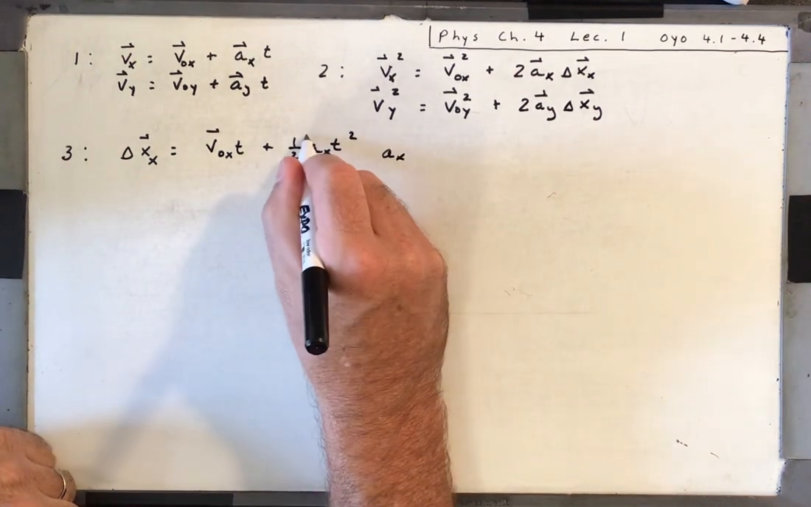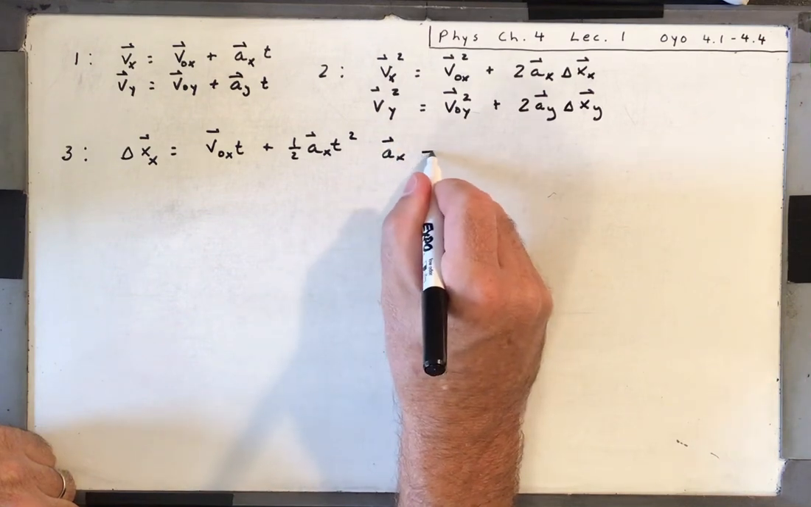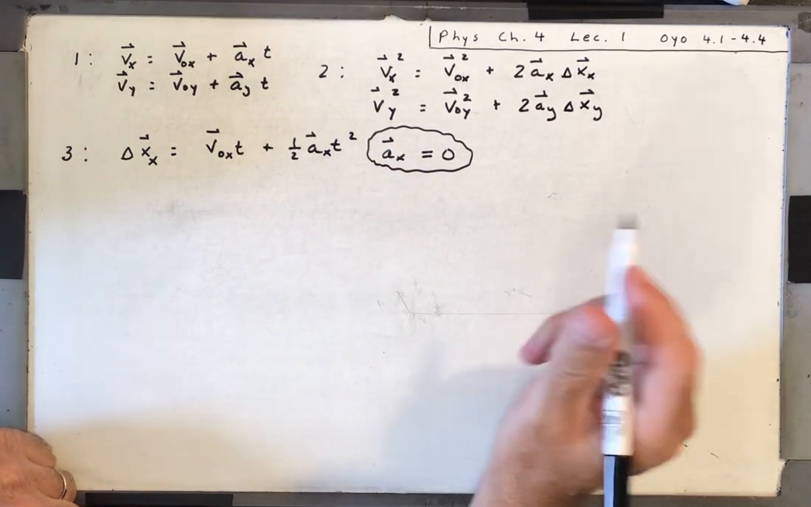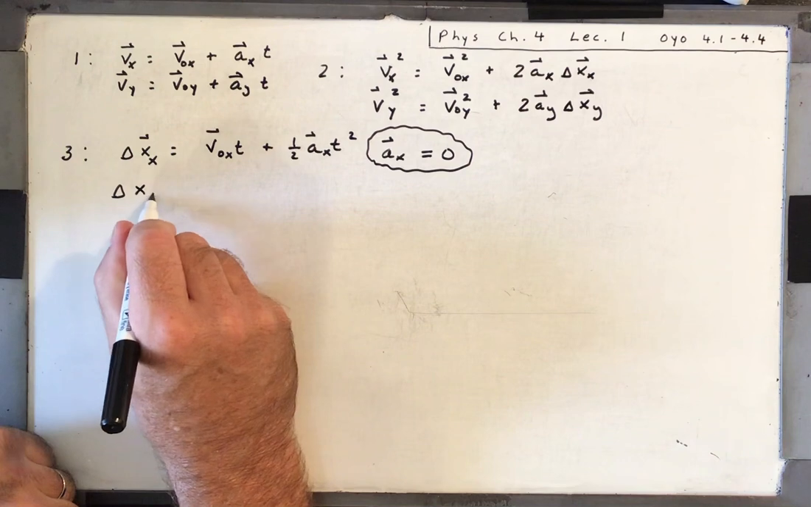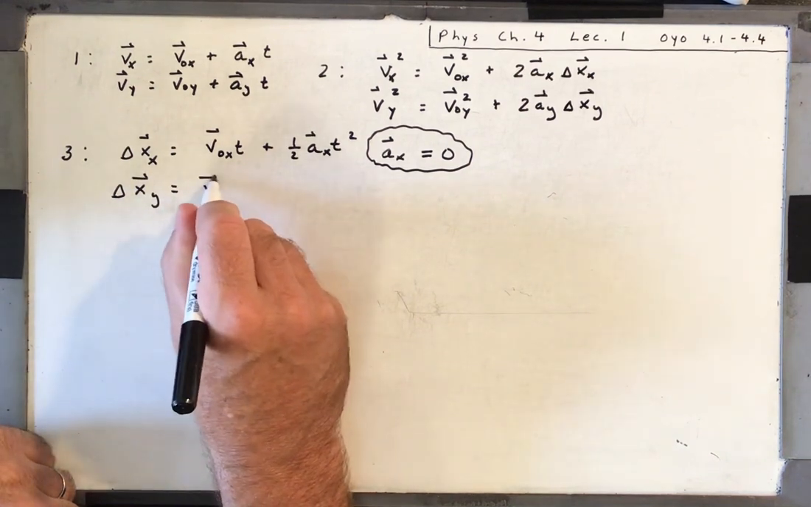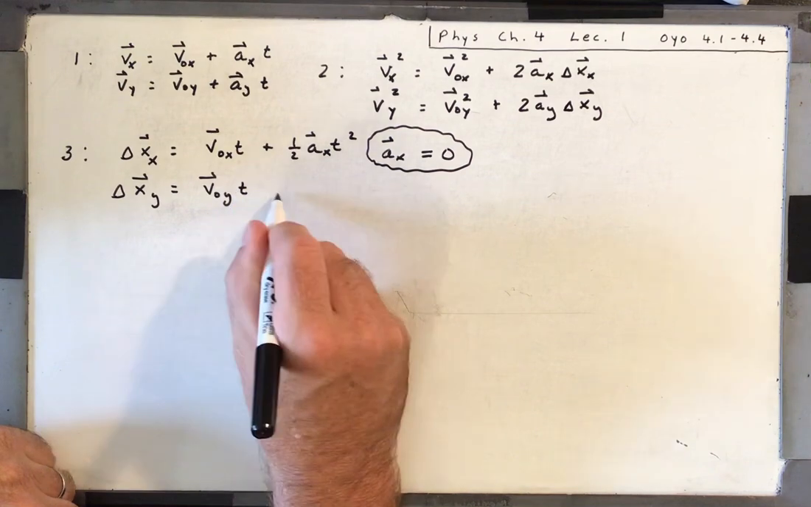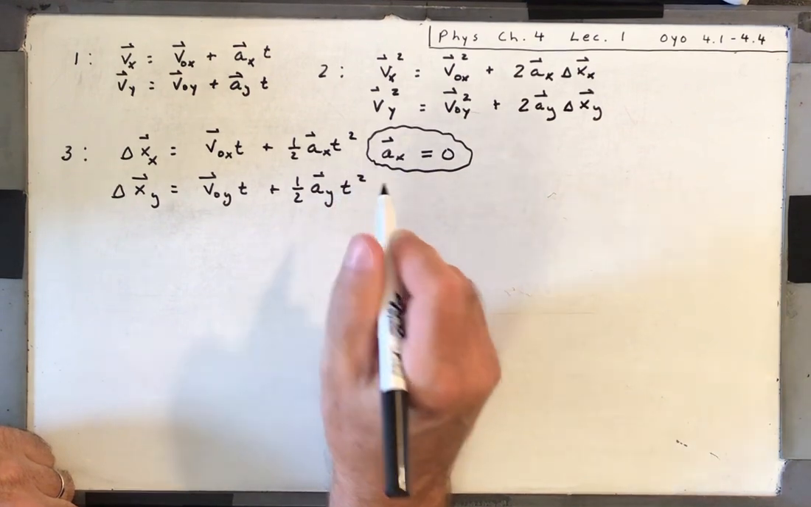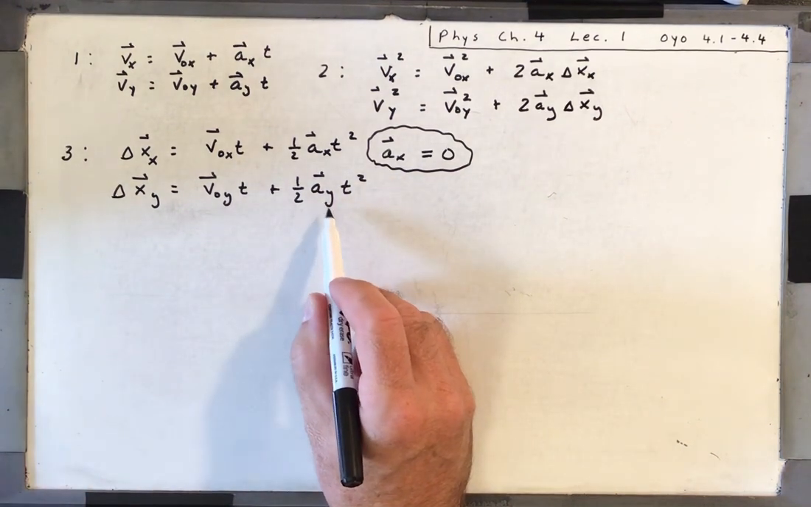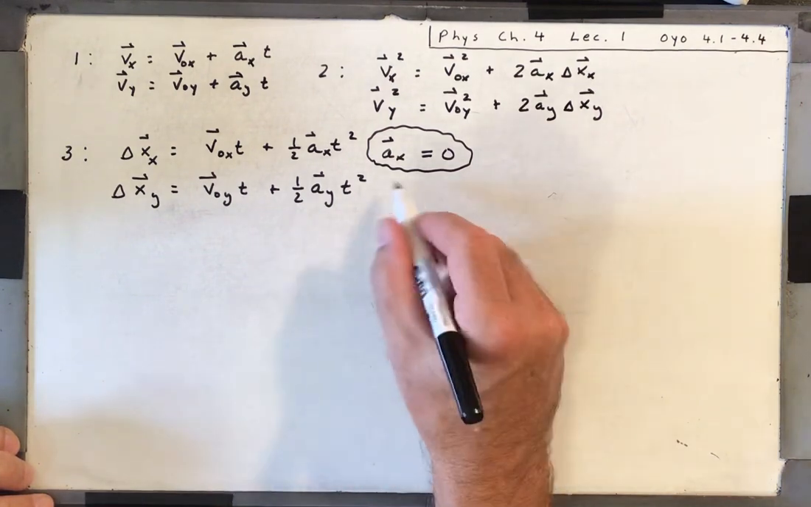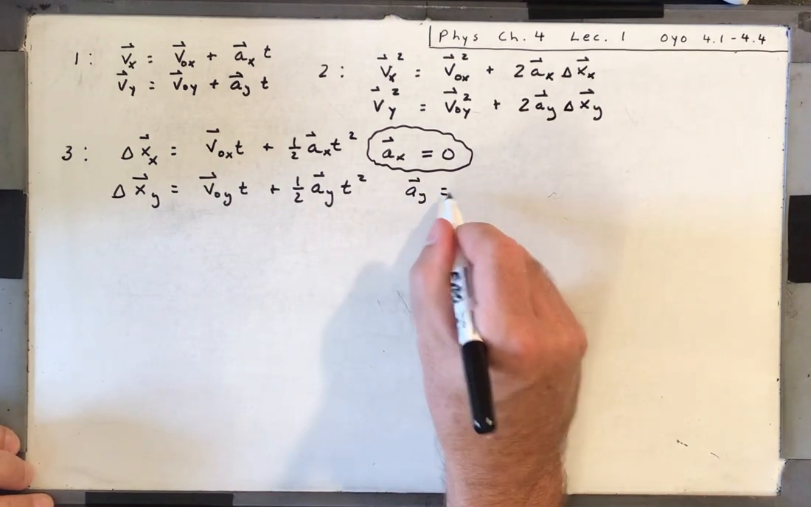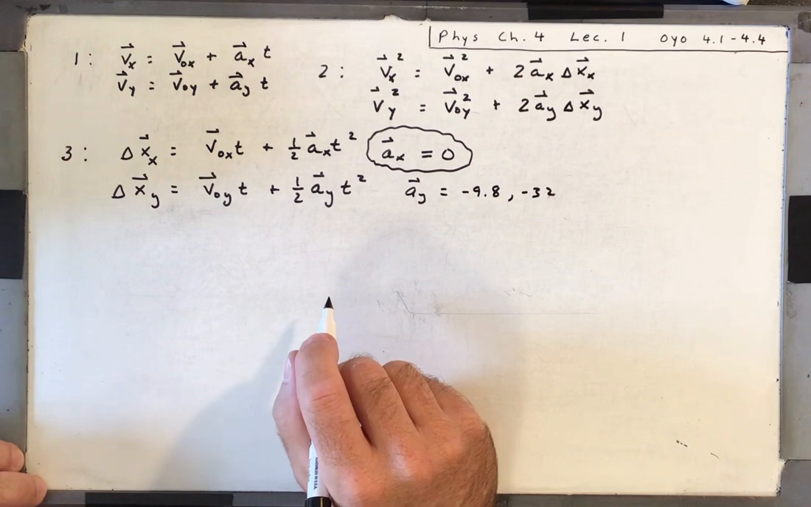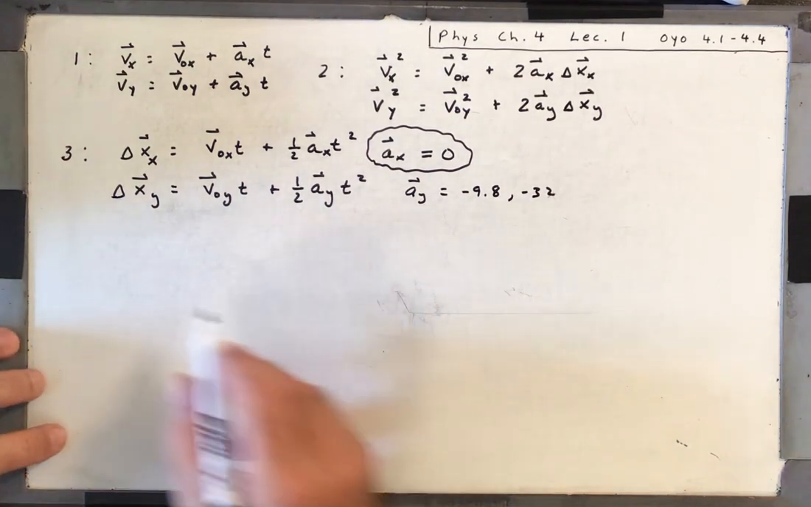A sub x is always 0. Always 0. And then delta y, the y direction, is equal to v sub oy t plus 1/2 a sub y times t squared. Now, you always do have an a sub y. It's always negative 9.8 or negative 32. So a sub y is equal to negative 9.8 or negative 32. All right, with all of that in mind, let's work a couple of problems.